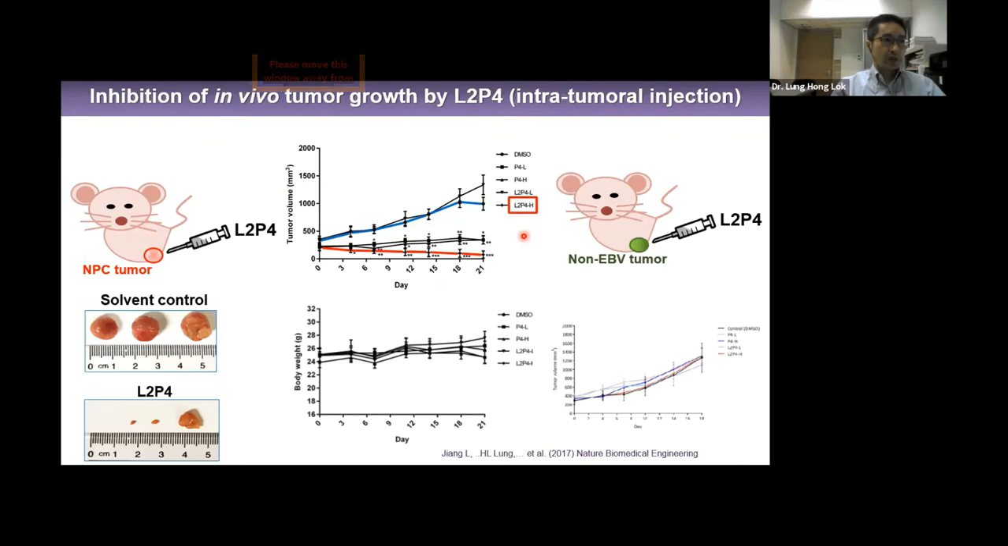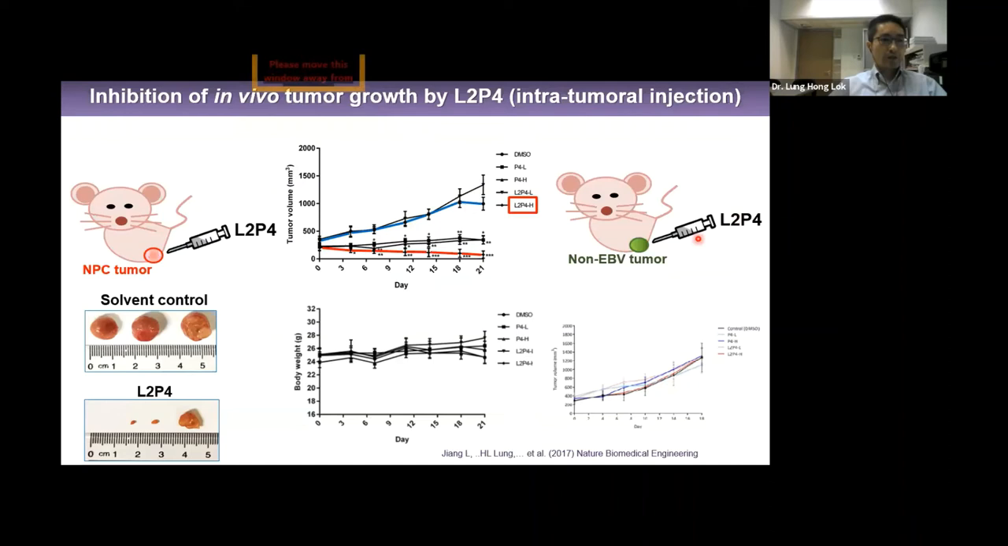We have also included another tumor model, transplanted with a non-EBV tumor. We do the same thing and also inject L2P4, but we don't use the MPC tumor; we use an EBV negative tumor. We perform exactly the same procedure, measuring the tumor volume and the body weight. But there's no significant change of the tumor volume. Although it's a tumor cell, L2P4 cannot affect the tumor volume of the EBV negative tumor.